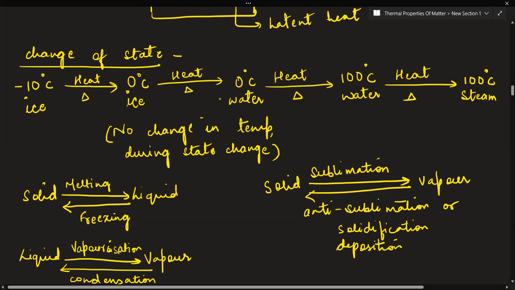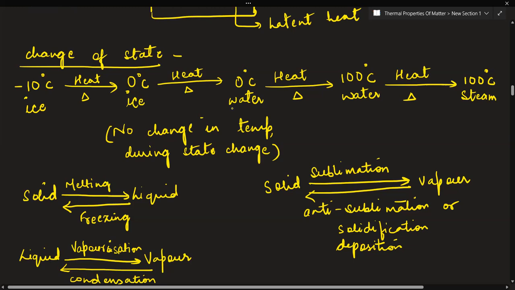Now see, I have 0 degrees Celsius of water, and I have started with minus 10 degrees Celsius of ice. It can be anything, minus 12 degrees, any temperature below 0. I've just chosen a random example, so don't learn these values. Now see, from minus 10 degrees Celsius of ice, I now have 0 degrees Celsius of water.